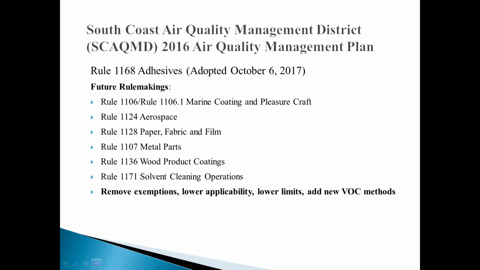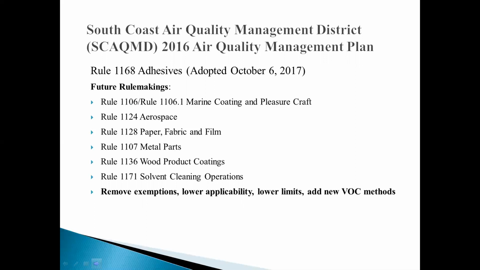I don't know if anybody on the phone has any operations, sells any coatings, or has any affiliation with what happens in Los Angeles, California. As I mentioned earlier, a lot of the regulations start out there, and I think it's important because they do set a trend. What happens there tends to move across the country at some point. Los Angeles has on the books that they're going to make the following rules. They've made adhesives. They are looking at marine coatings, aerospace, metal parts, wood coating products, and I'm going to talk for one slide today about solvent cleaning operations.